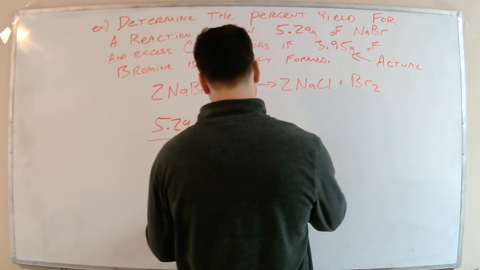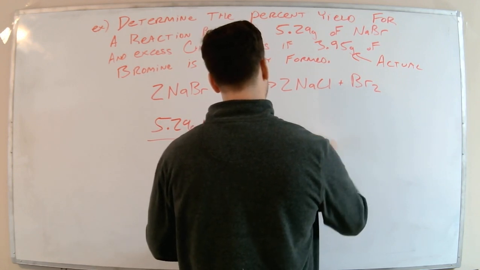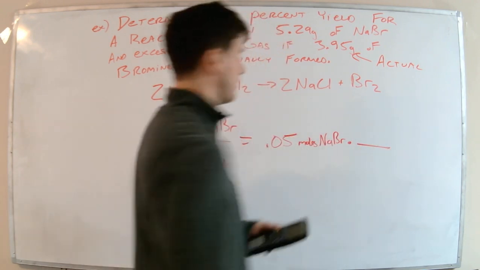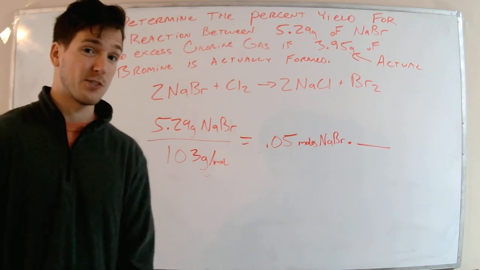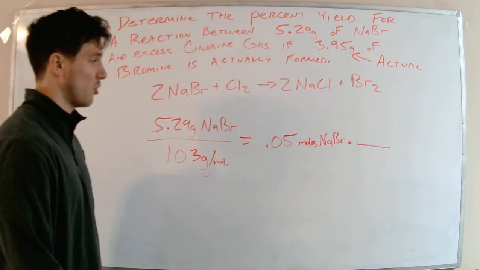Let me go ahead and plug this into the old calculator. It is 0.05, we'll go with that, moles of NaBr, right? But we don't want moles of NaBr, we want moles of bromine because that's what we're trying to get to, right? They gave us the actual of bromine. We need the theoretical of bromine.